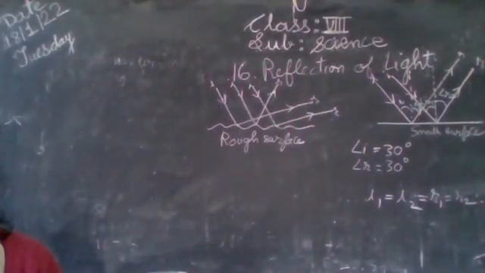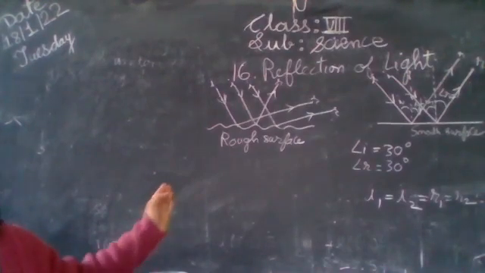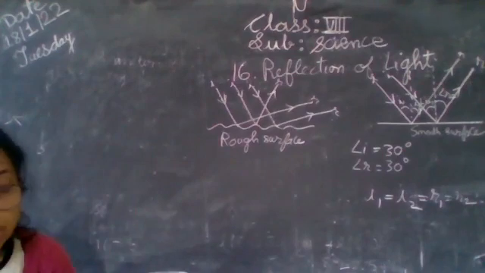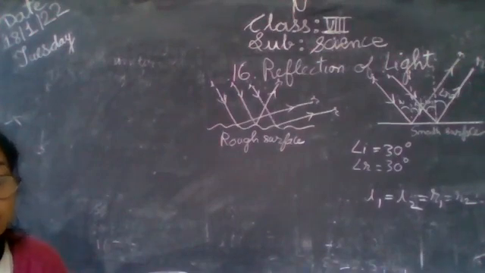Okay? Because the reflection has taken place from a smooth surface. But if we are going to consider an irregular surface, this rough surface, reflection of light from a rough surface, we call it as an irregular reflection of light.